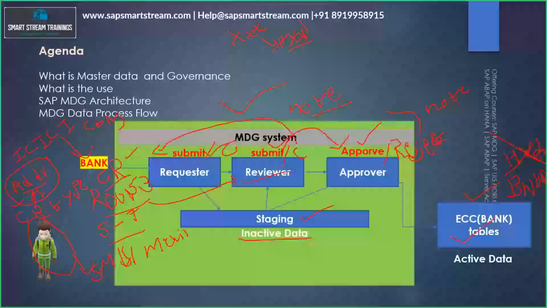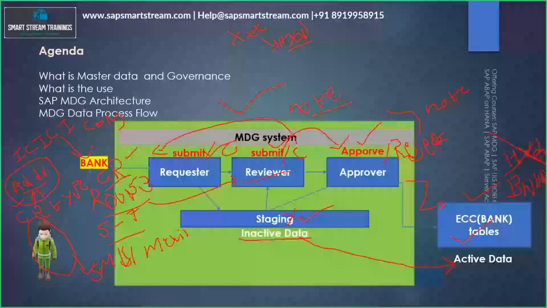So how long would this data be stored in the staging area? Till the approver approves the data. Until then, the data will be stored in this staging area. Once the approver approves, this inactive data becomes active data. Then automatically the data is replicated to the target system, and the data is removed from the staging. The same data becomes active, and the same data is replicated to the target system. This is the process.